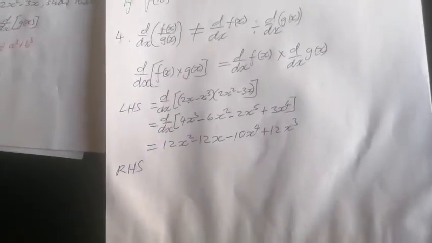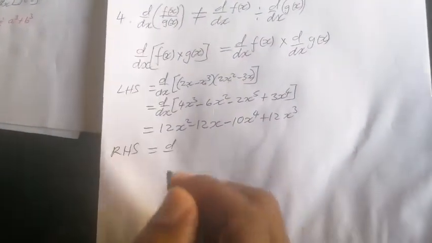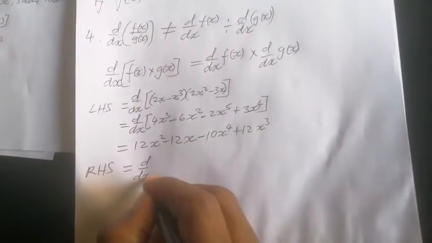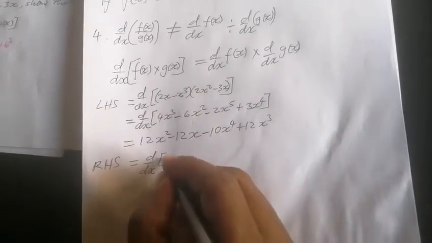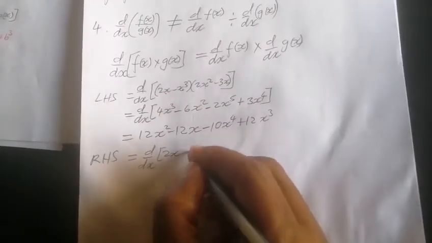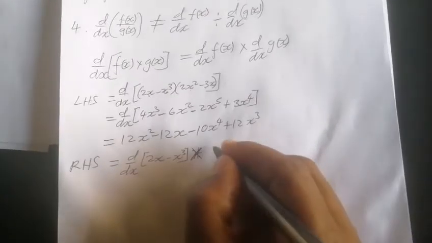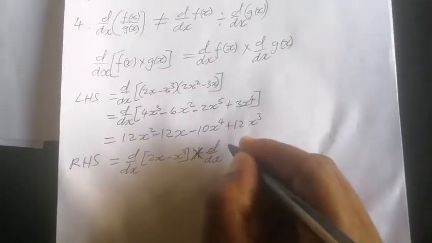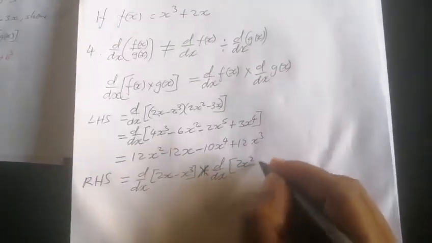Then we take the right hand side. Right hand side, what are we doing? We are differentiating them separately. So d dx of f of x, what is f of x? We know our f of x is 2x minus x cubed, no, we are multiplying. Please don't make that mistake. d dx of what is our g of x? 2x squared minus 3x. So we are busy now differentiating.